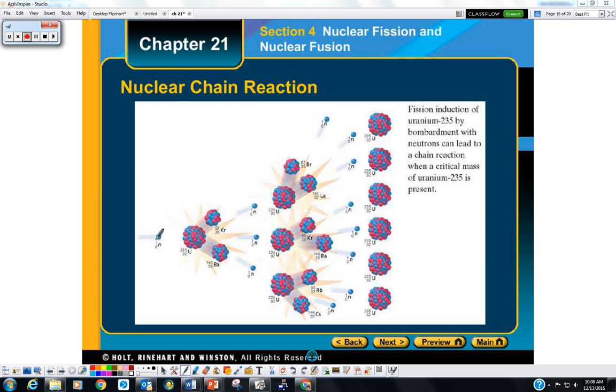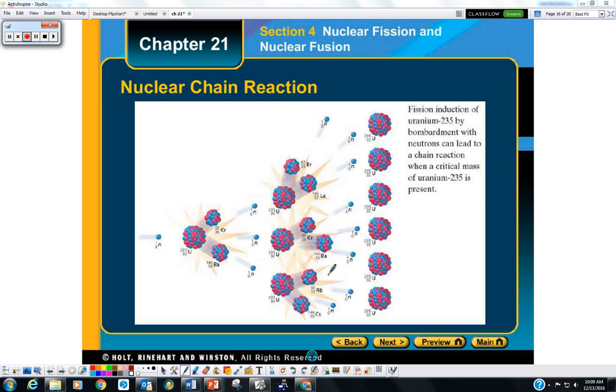This is just kind of a picture of what's happening in fission. So you can see this neutron being fired at a uranium atom. It splits into krypton and barium. And then as that happens, more neutrons are released. It hits more uraniums, causing them to split into other items or other atoms.